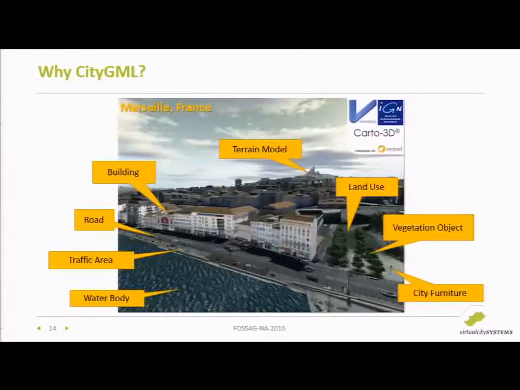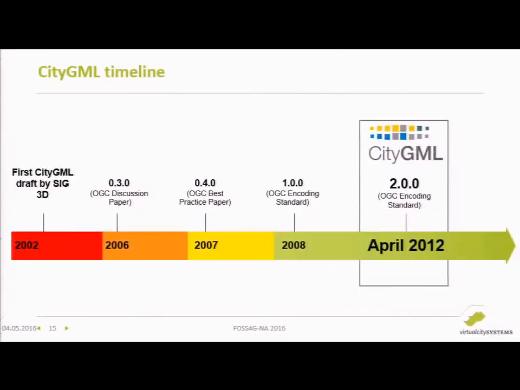Okay, so here's a City of Marseille CityGML model, and you can see all the different feature types which are available in order to describe the city. CityGML is a standard since 2008, so it's quite mature and stable. The last release was in April 2012, and currently the SWG in OGC is working on version 3.0, and it has quite a growing user base already.